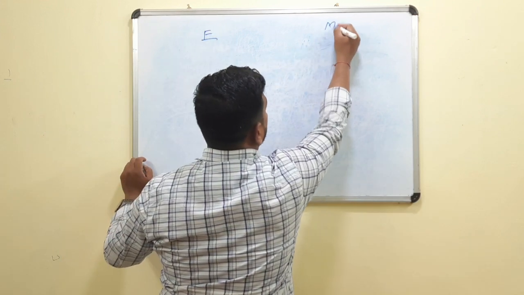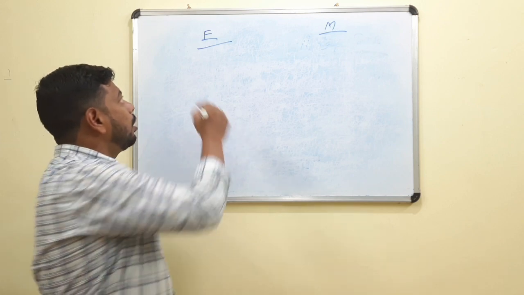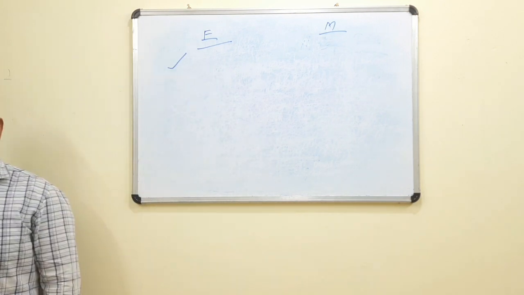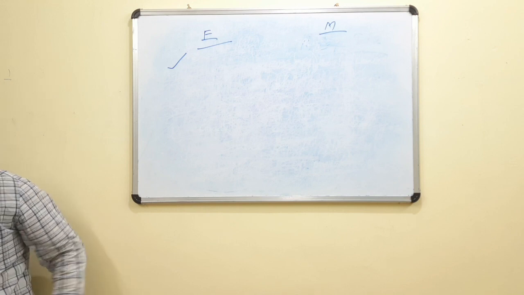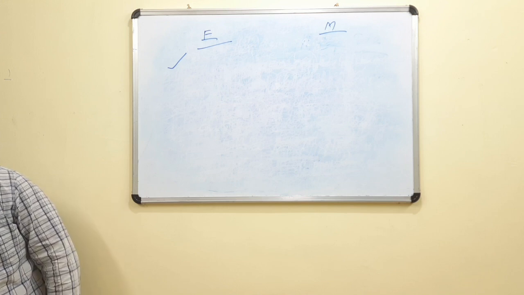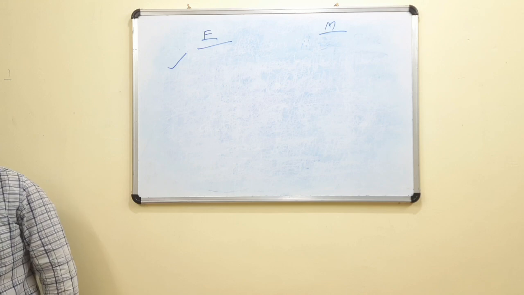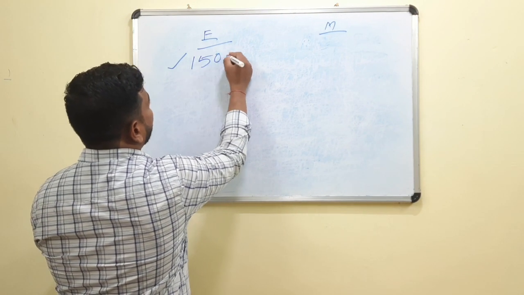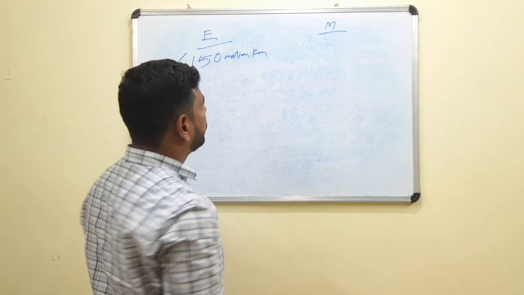Earth and Mars. Which one is closer to the sun? Earth. Mars is away from the sun. How much distance? The distance between the sun and the Earth is 1 astronomical unit, also called 150 million kilometers. How much? 150 million kilometers.